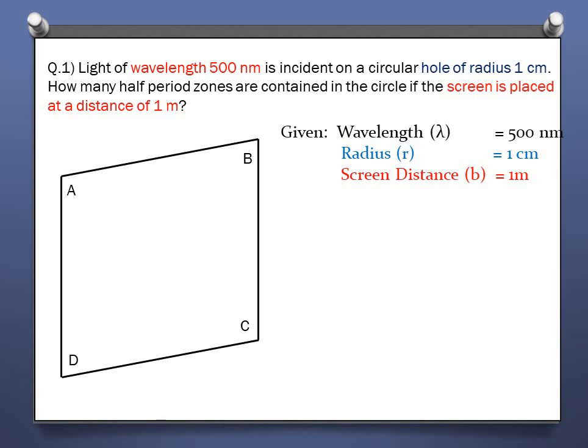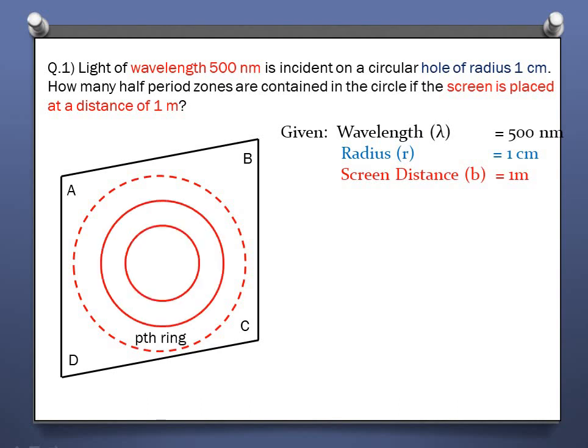Suppose ABCD is a plane wave front of a light and this is the circular hole. The hole is placed such that all the wavefront is obstructed, only the light coming from the circular hole. Now we have to determine how many half-period zones are present in that circle. Let's suppose there are p number of half-period zones present. That means we will have p number of concentric circles, and each circle divides two consecutive half-period zones.